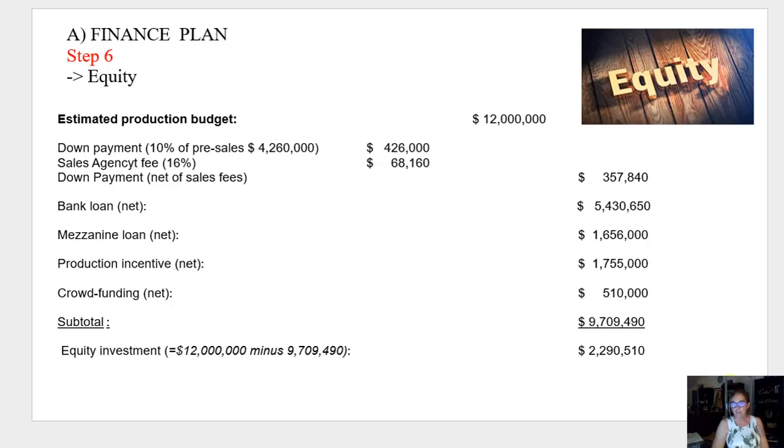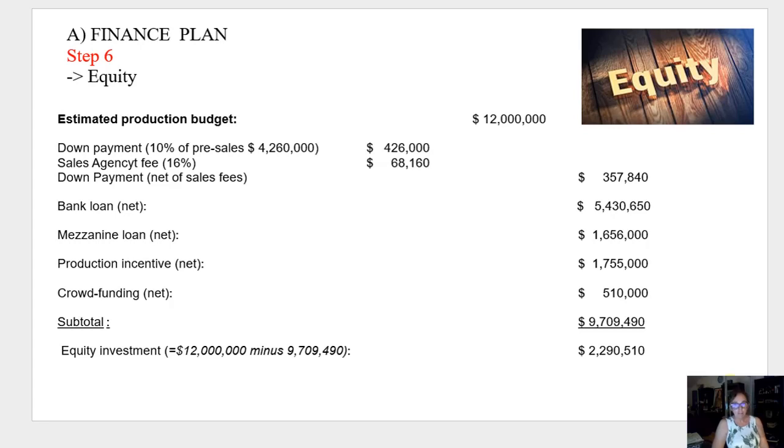Now the bank net loan was $5,430,650. The mezzanine net loan was $1,656,000. Our production incentive net was $1,755,000, and our crowdfunding net was $510,000.